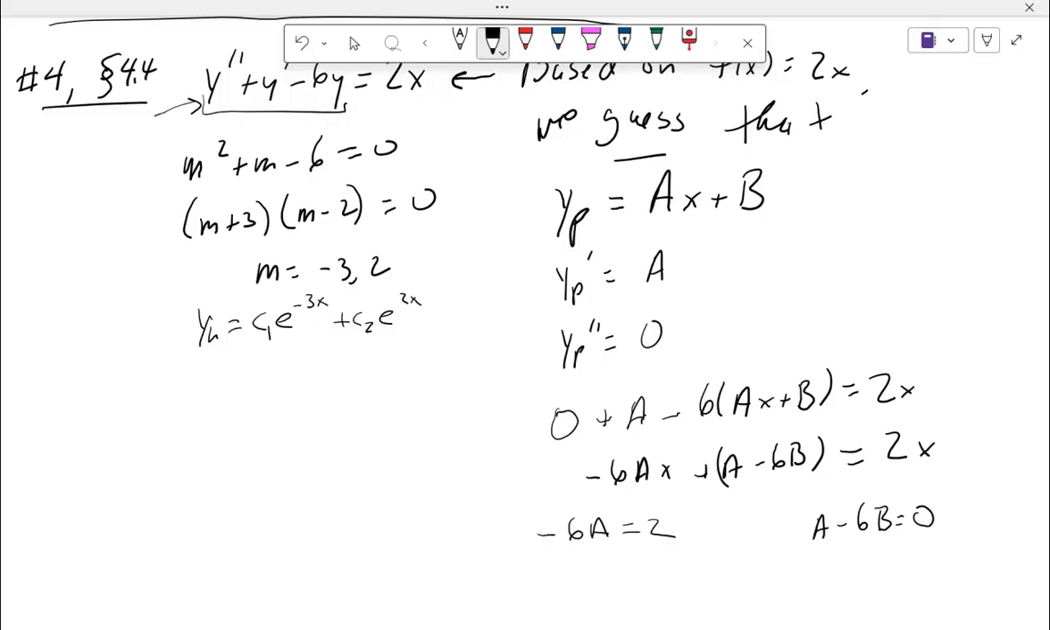Okay? Now, again, like I said, a lot of times your system's not going to be that hard to solve. Looking at the first equation, what does a have to equal? Negative a third. Given that a is negative a third, plug it into the second equation. And we get what? B is negative 18th, sorry.